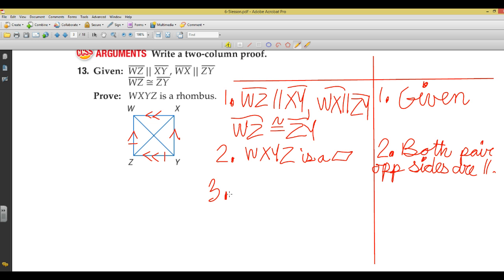And this is a pretty short proof. So we have a theorem that states a parallelogram with consecutive congruent sides is a rhombus. So we can say WXYZ is a rhombus by the reason I just stated.